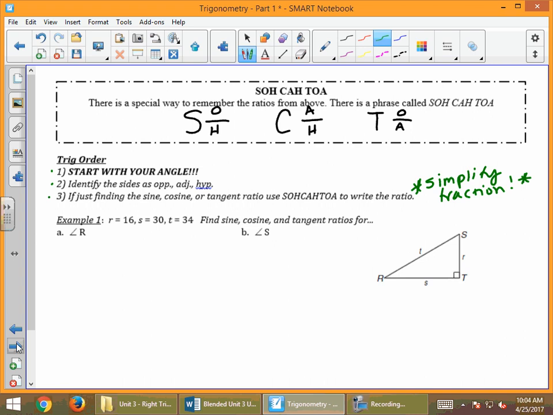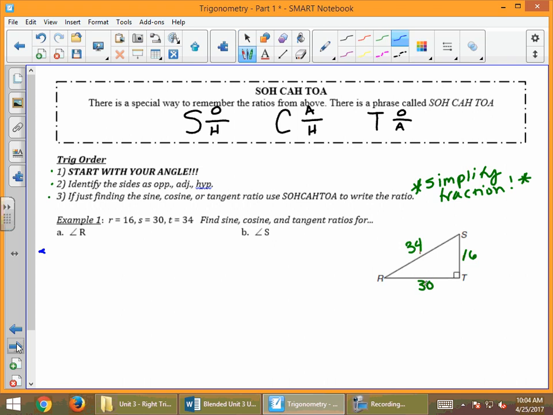So for example 1, it says R is 16. I'm going to go ahead and label that right now. So I'm going to label that side 16. It said S is 30, so I'm going to label S as 30. And then it said T was 34, so I'm going to label T as 34. Put those measurements in there. And it's saying find the sine, cosine, and tangent, and the first one is angle R.